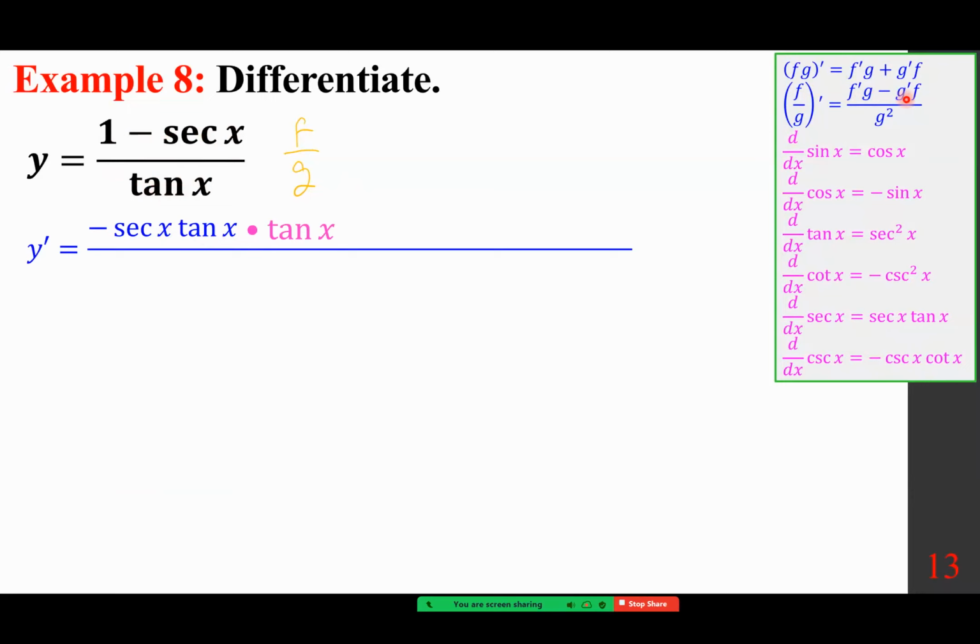Minus g prime, the derivative of tangent is secant squared. The derivative of tangent is secant squared. So minus secant squared times f, the top function, just write it here: 1 minus secant x, over the g squared. Just repeat that. Write it here and square it. Tan squared. Tan x becomes tan squared here. And we are done with calculus.